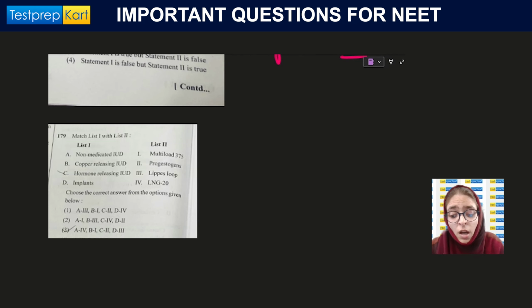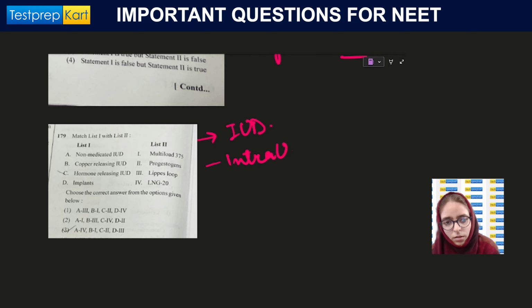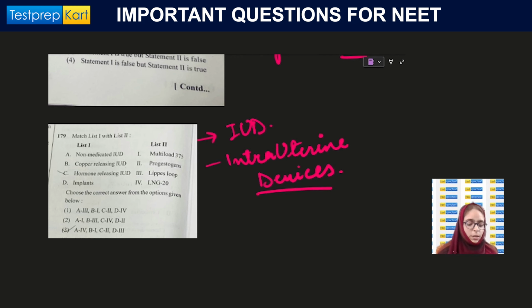First of all, what are these non-medicated IUDs? First of all, what is an IUD? This chapter is also from human reproduction, where we have discussed contraceptives and how we can prevent unwanted pregnancies. IUD means intrauterine devices. These devices are used to prevent unwanted pregnancies.